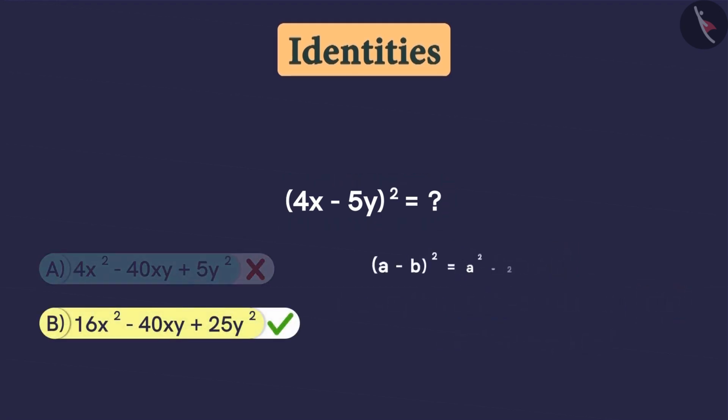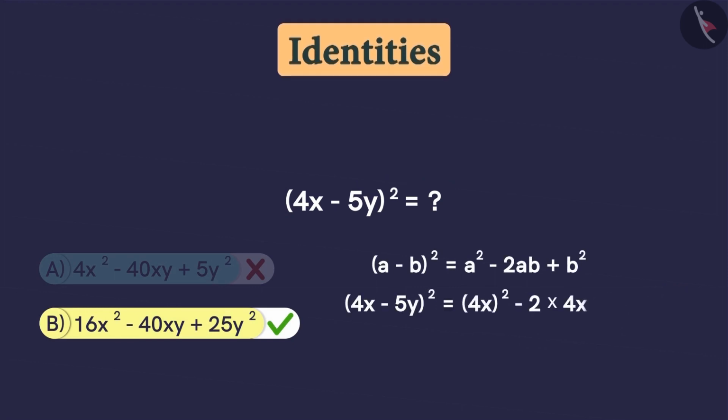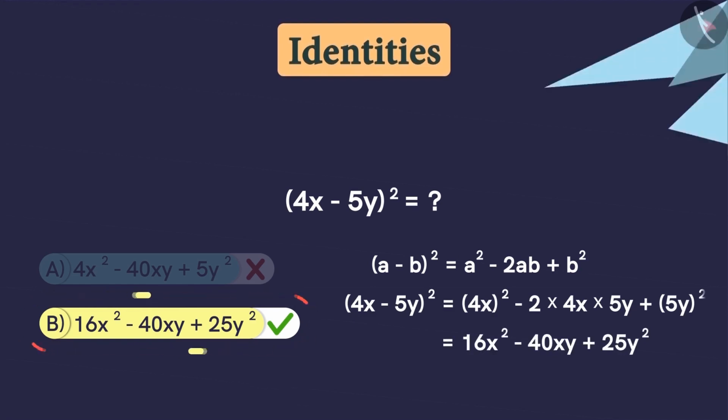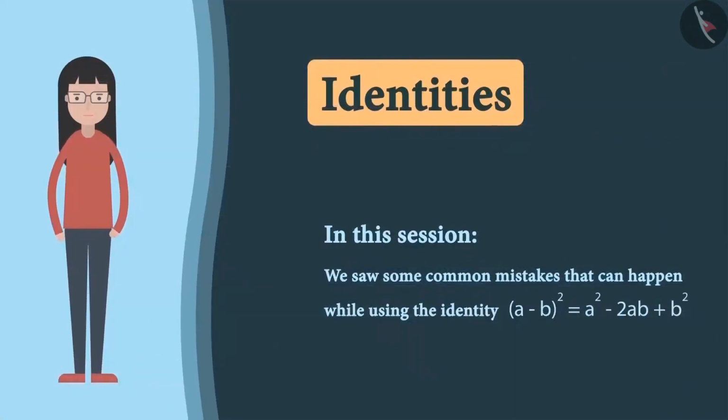This question can be solved by using the same identity. Here, A is 4x and B is 5y. Therefore, the answer is this. Hence, the correct option is B. In this session, we saw some common mistakes that can happen while using this identity.